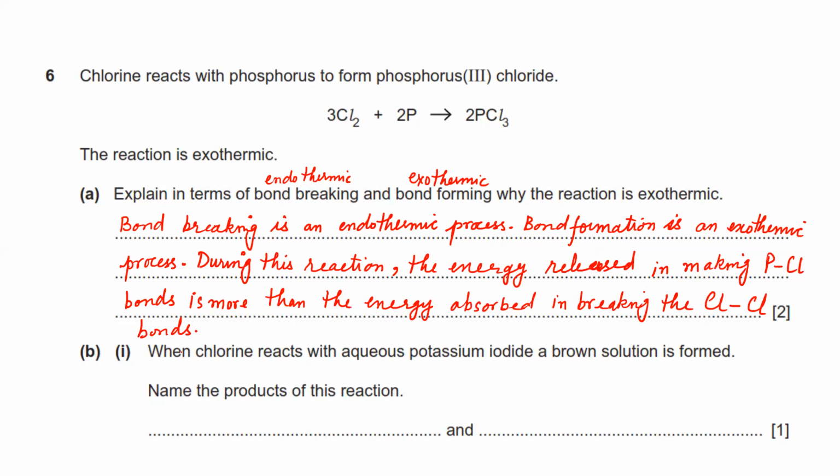Then part B, question number one, it says, when chlorine reacts with aqueous potassium iodide, a brown solution is formed. Name the product of this reaction. So remember, chlorine plus KI gives KCl plus I2. The product is potassium chloride, and the brown thing is the iodine itself. Okay, name the products of this reaction.